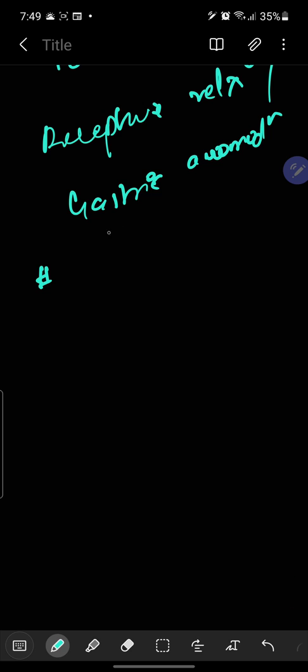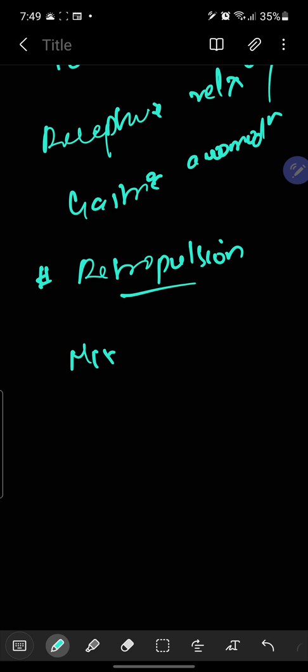The second phase is retropulsion. Retropulsion is the backward movement of the food when it reaches the pylorus sphincter, because the food will reach the pylorus sphincter and bounce back. That movement is called retropulsion. It helps in mixing and grinding of food.